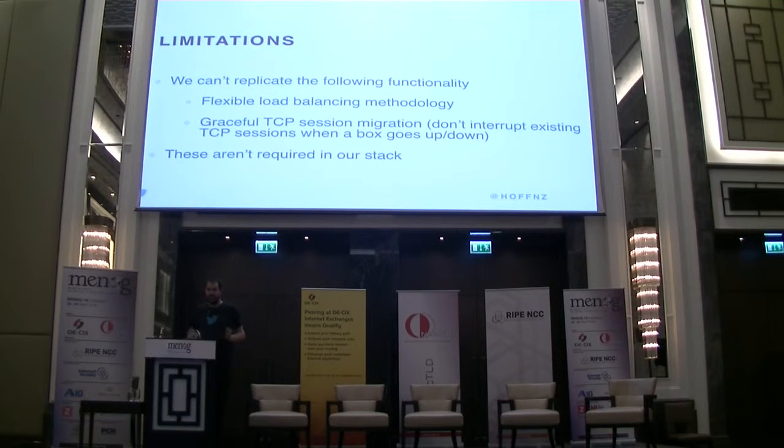The limitations, or the things we can't replicate, is we couldn't replicate the flexible load balancing methodology whereby we can add and remove servers to the rotation without actually affecting existing TCP sessions on that server. So when we remove a route from the BGP ECMP rotation, we break all of the TCP sessions on that server and move them straight away, rather than letting those TCP sessions die naturally when the user is finished and move across. Now, we actually decided that these weren't required in our stack, and we were happy to sacrifice that functionality in order to implement this.